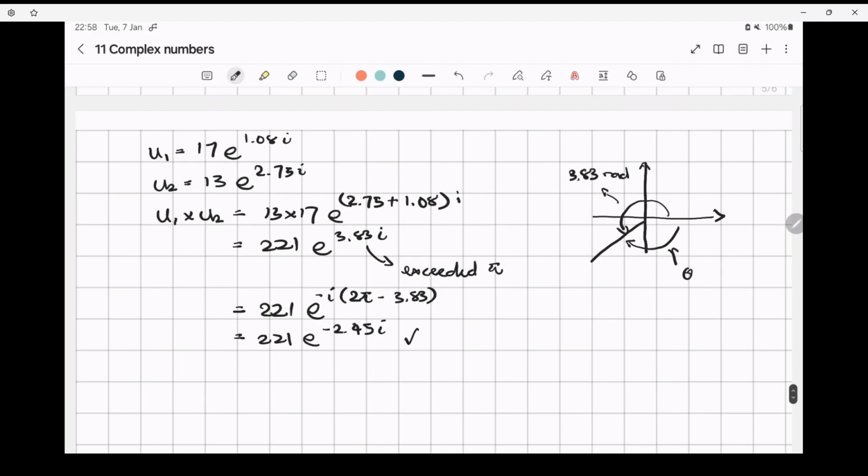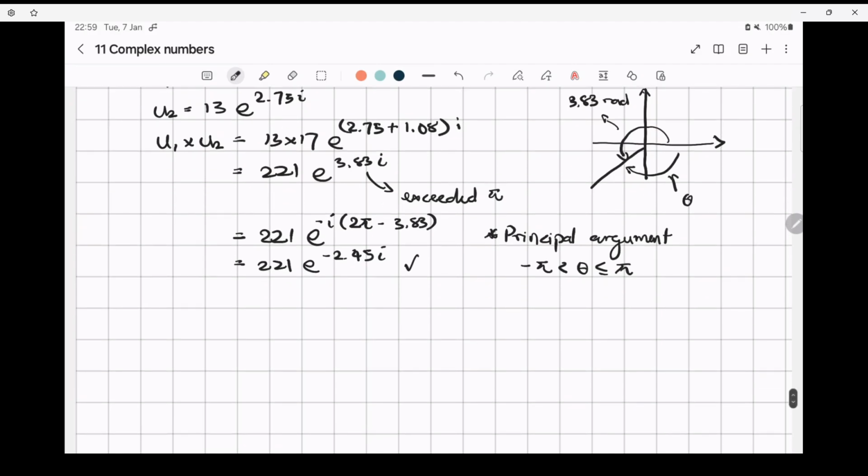So when you use the polar form to perform multiplication or division, you need to be careful about this particular angle, because remember, your principal argument is between minus pi and pi. So that's why when you see that this exceeds pi, for example, you need to convert it to the minus pi version.